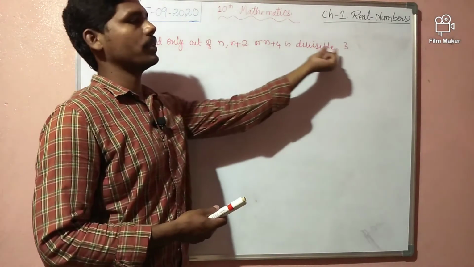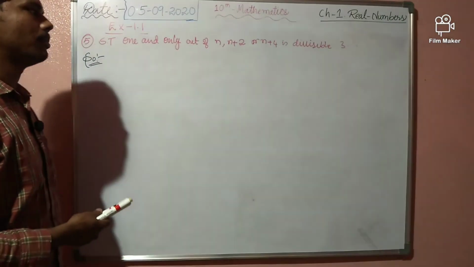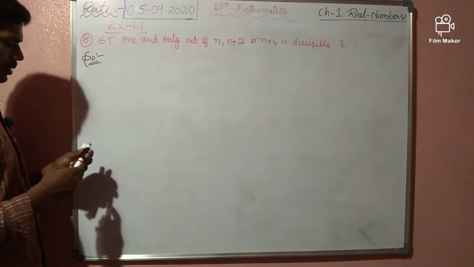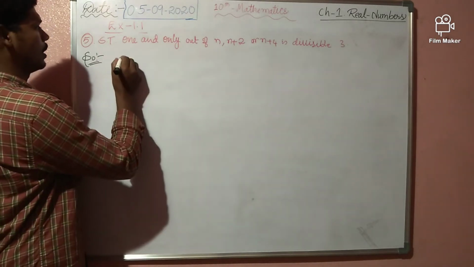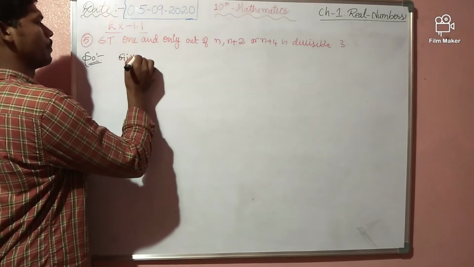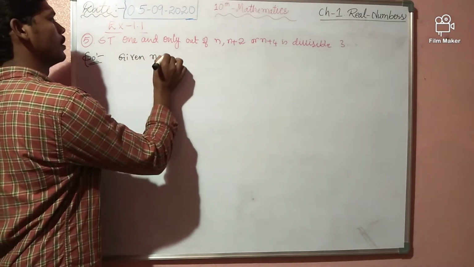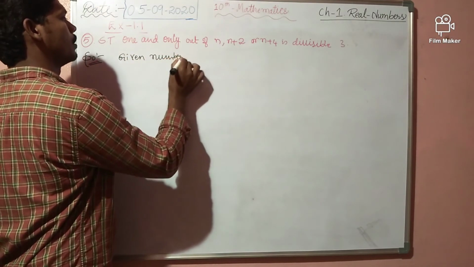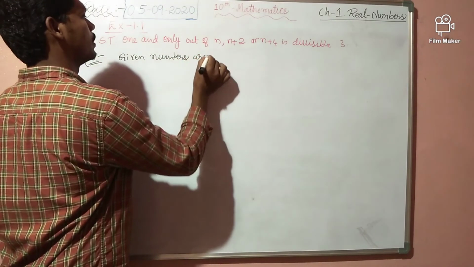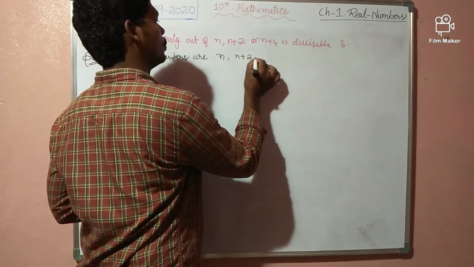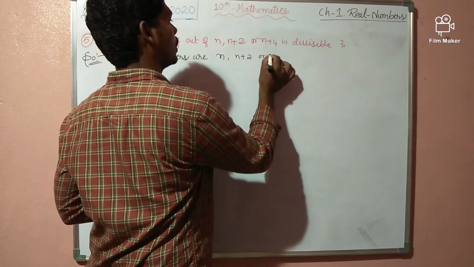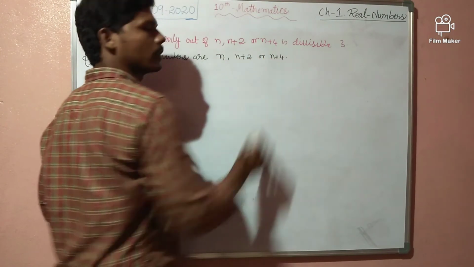Fifth question: show that one and only one out of n, n + 2 or n + 4 is divisible by 3. So here the given numbers are n, n + 2 or n + 4.